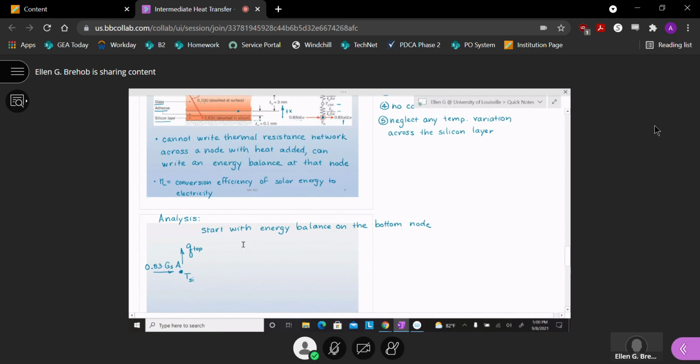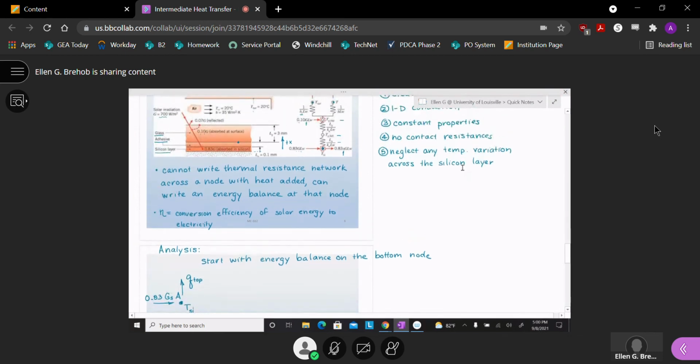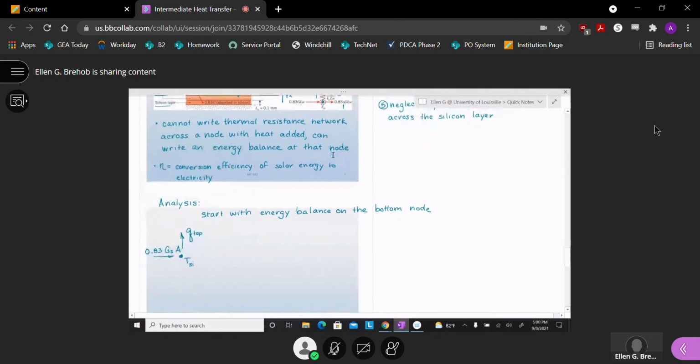Okay. I have, and I'm going to pick it in this direction, I have heat leaving that top surface. It has to pass through the adhesive and through the glass. And I'm going to call that Q top for right now, and we'll expand that out. And then I also have energy leaving, and again, that's the amount of electricity I produced.